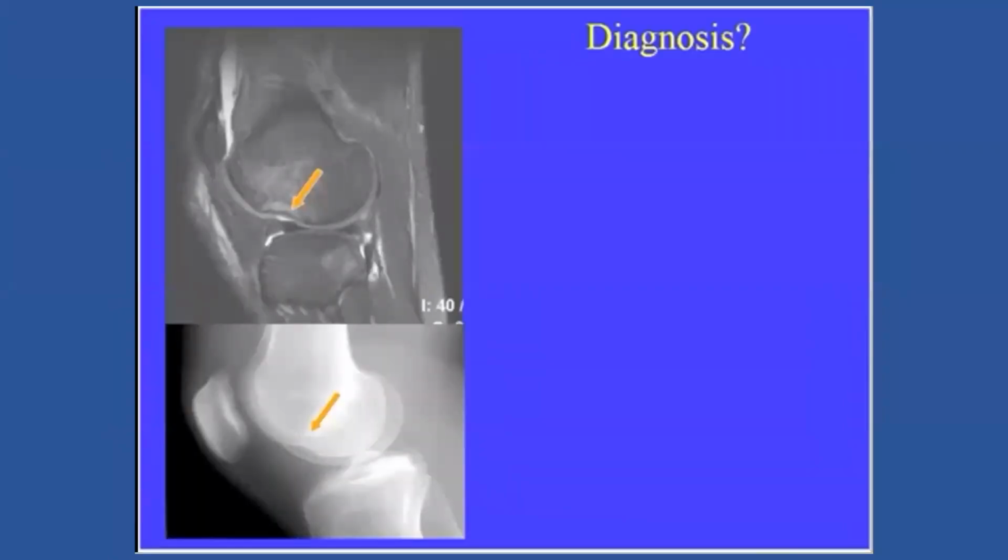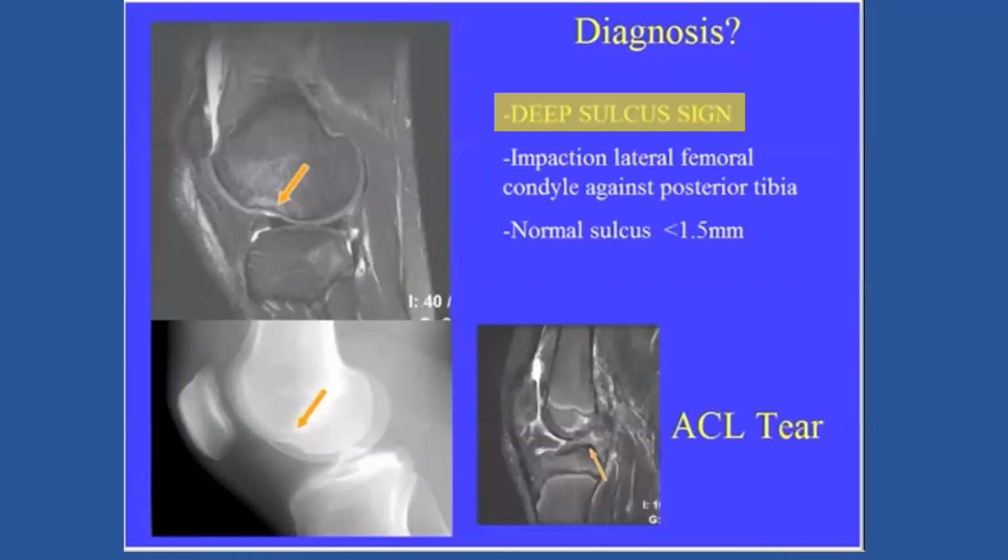You have to see over here. Over here, you have an impingement of the condyle of the femur. What has happened is the ACL has torn, so the tibia moves posteriorly, and this condyle impinges on the posterior margin of the tibia, and it gives you this sign. This gives it more detail. Impaction of the lateral femoral condyle against the posterior tibia. With an ACL tear, this happens.